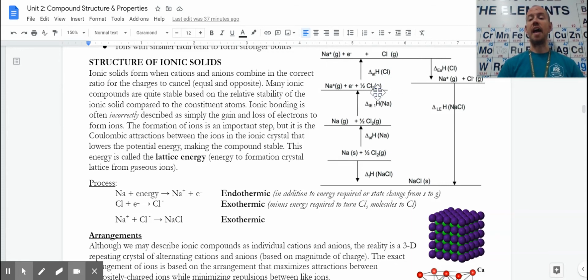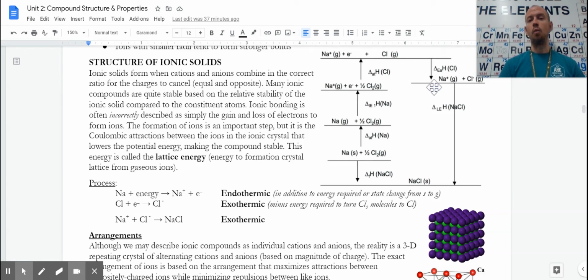Chlorine would start off as a diatomic gas. I would need to turn that half mole of diatomic chlorine into individual atoms of chlorine if I wanted to make sodium chloride. That takes energy. We are breaking the chlorine to chlorine covalent bond.